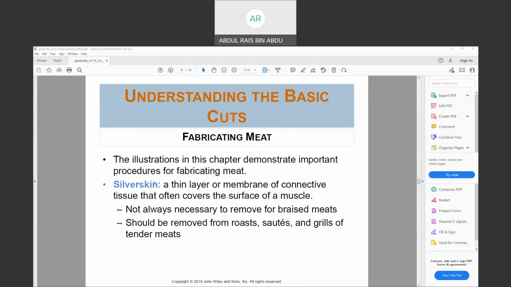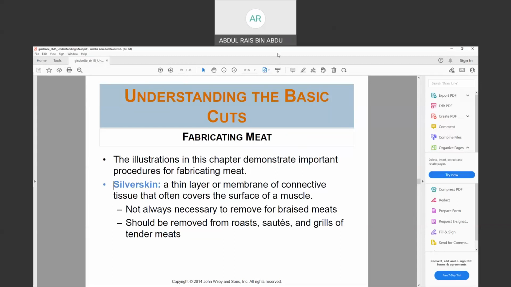Okay, the illustration. Alright, when you cut a certain part of the beef, bukan saja you akan dapat lemak, you akan also dapat satu lapisan warna putih yang nipis. This is called the silver skin. Alright, dia kata sini, it is a thin layer of membrane of connective tissue that often covers the surface of muscle. Alright, for presentation or before cooking, biasanya kita trim lah. Tapi dia kata kat sini, not always necessary to remove for braise, but if you want to cook your meat in roast, saute or grills, it is advisable to remove the silver skin ni lah.